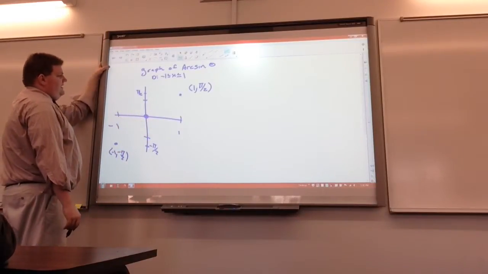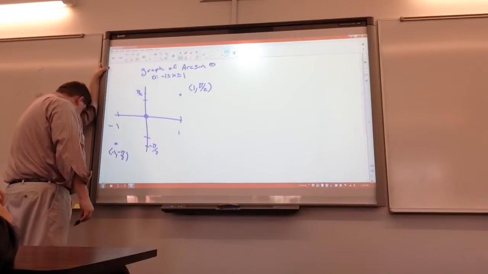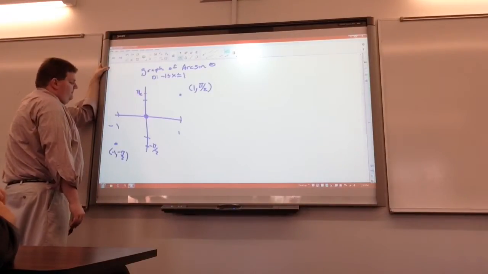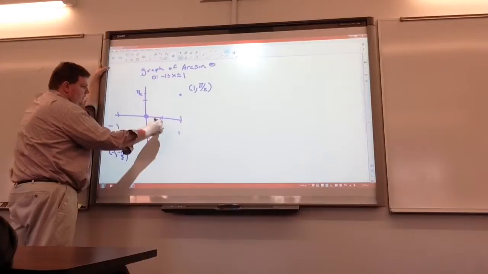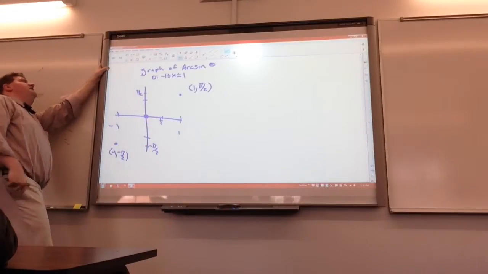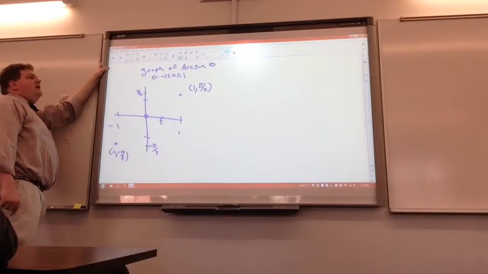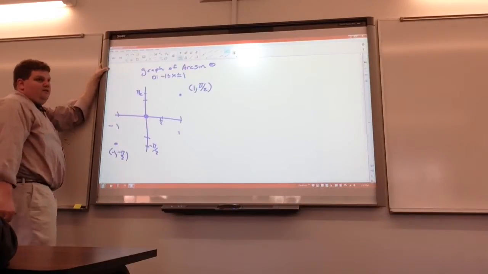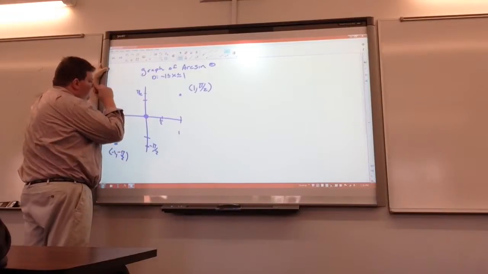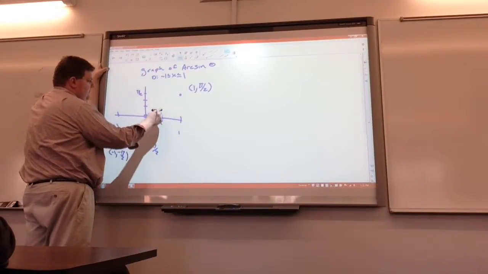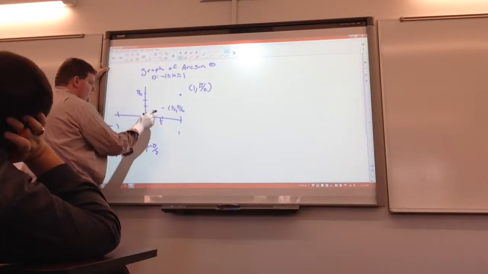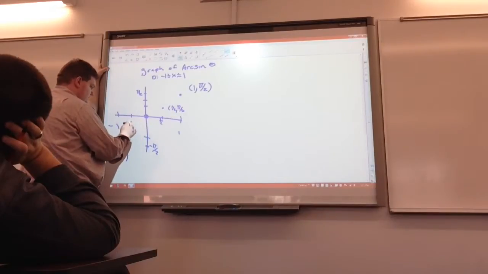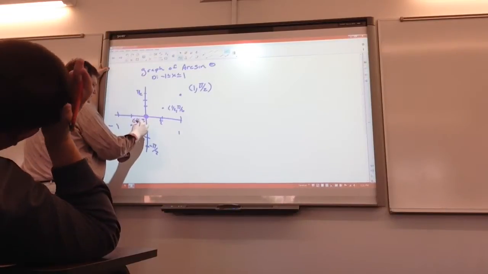And we can come through here and add more points if we want to. Like if I put, for example, 1/2, well, we're looking for what theta makes the sine of theta equal to 1/2. And we saw it before, it was pi over 6. So pi over 6 is about right there. It'd be mirrored over here: -1/2, negative pi over 6.